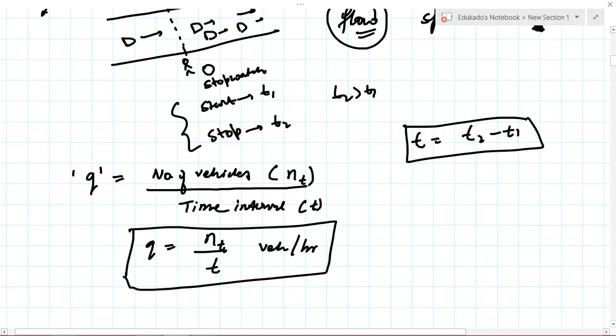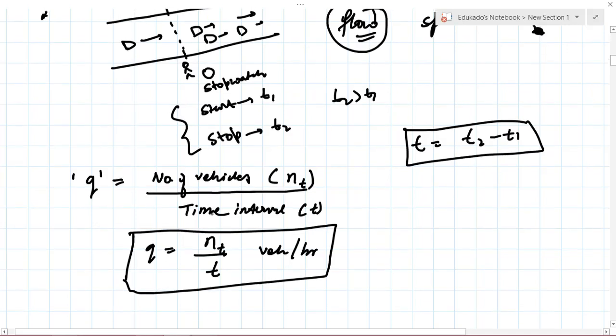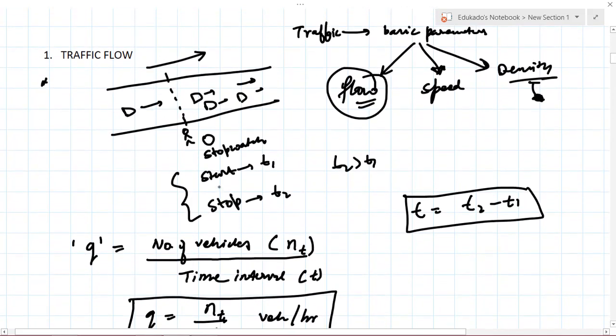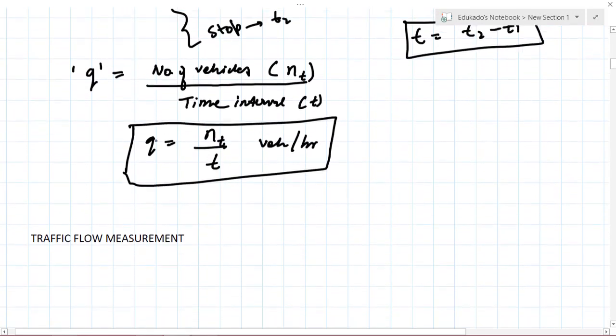Alright, so when we are concerned about how to count the number of vehicles on the road, there are just two ways. One of the ways is to calculate the flow, and another way is to calculate the volume. We will come to the volume part later, but we should understand what flow is right now. So that's it.